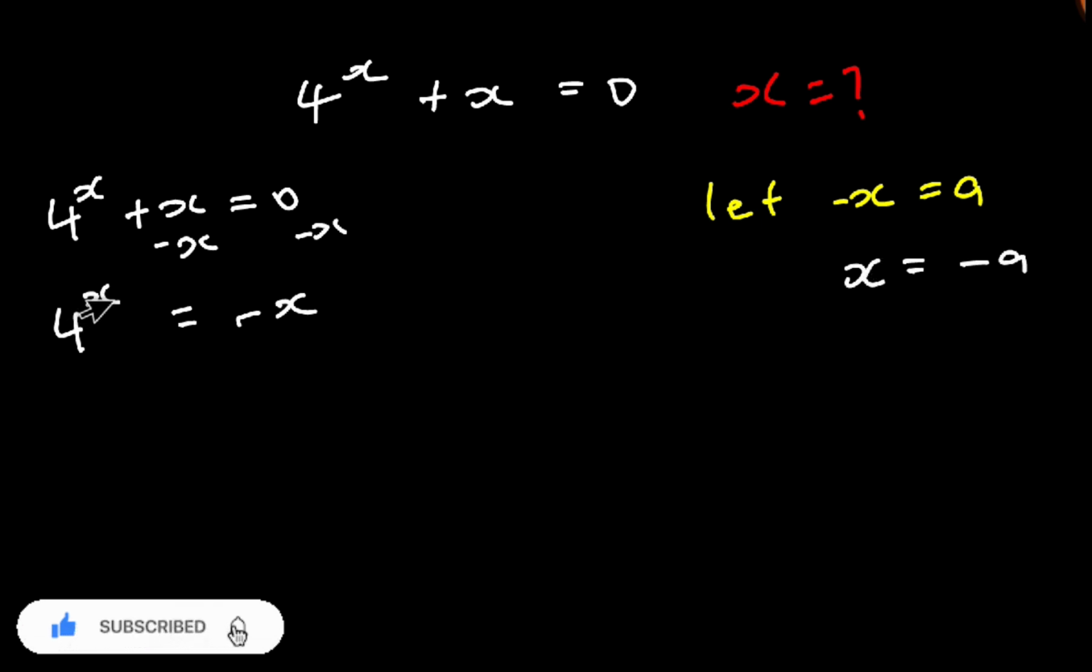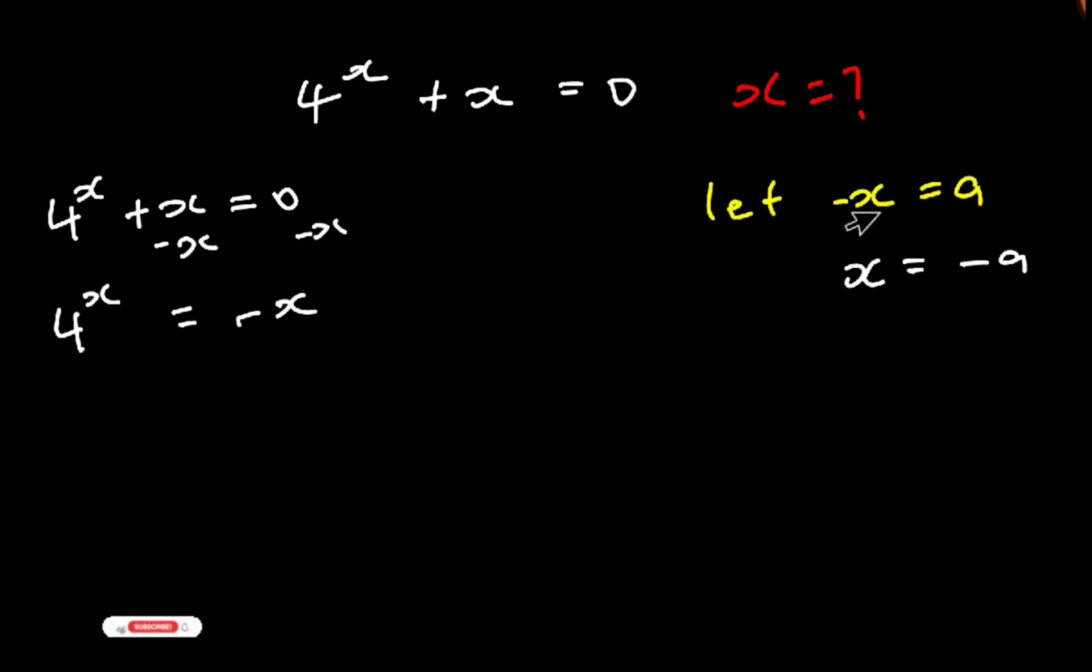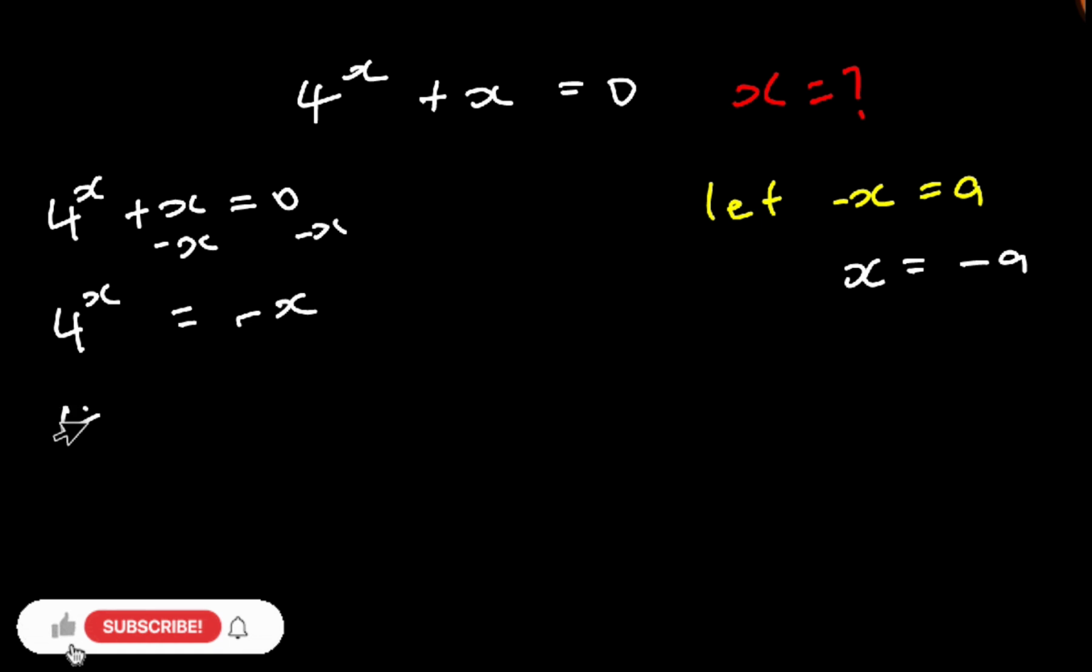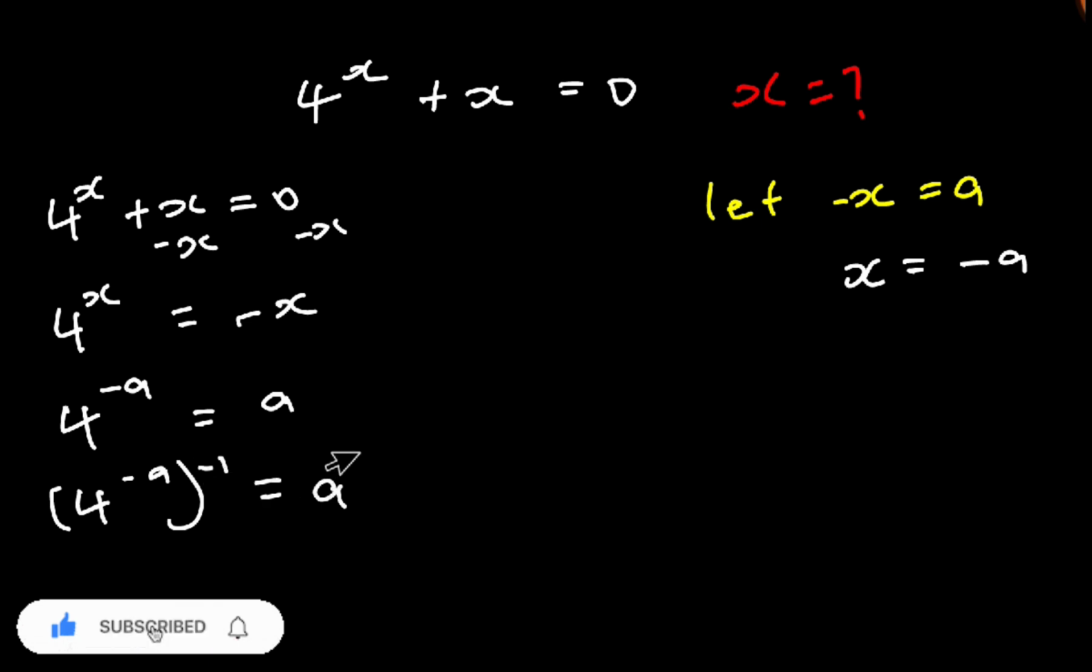So anywhere we see x in this equation, we sub it with negative a. Anywhere we see negative x, we sub it with a. So we have 4 raised to the power negative a equals a. Alright, so the next thing we're going to do is to get rid of this negative sign, which is the coefficient of this a. And so we're going to do that by raising both sides to the power of negative 1. So I have a raised to the power of negative 1. Alright, so we have 4 to the power negative a times negative 1 equals a raised to the power negative 1.